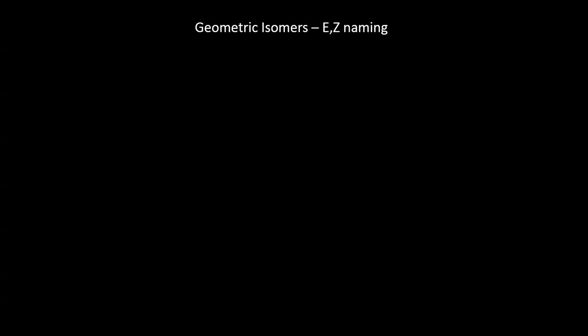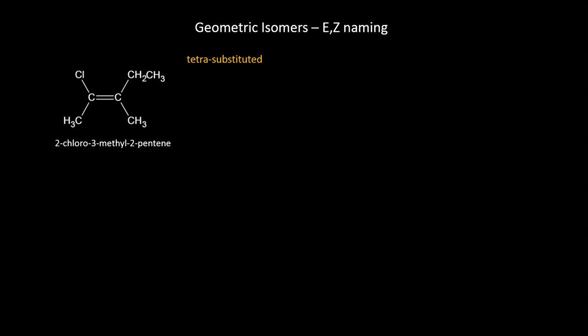Let's now look at a tetra-substituted example. This molecule has all 4 hydrogens replaced, and so is called tetrasubstituted. Its name at first is 2-chloro-3-methyl-2-pentene. Now, this carbon is attached to chlorine and a methyl group. Chlorine with atomic number 17 has higher priority than carbon with atomic number 6. The ethyl group has higher priority over methyl, as we saw earlier. So chlorine and ethyl are on the same side, thus making this the Z isomer.